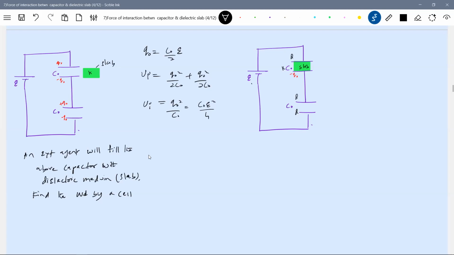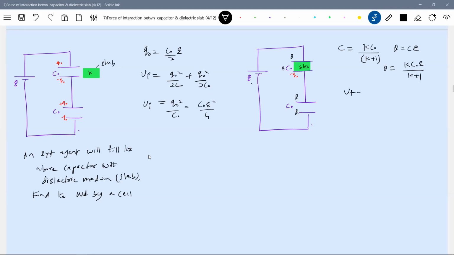The total capacitance of the system will be C equal to K C naught into C naught by K C naught plus C naught, which is K C naught by K plus 1. So this will be the capacitance. Then what is the final charge? Final charge will be C into E, so this will be K C naught E by K plus 1. This will be the charge in each capacitor.